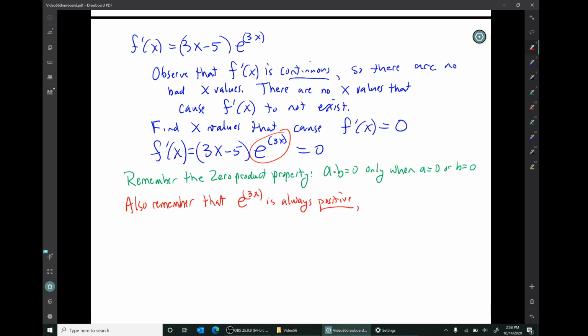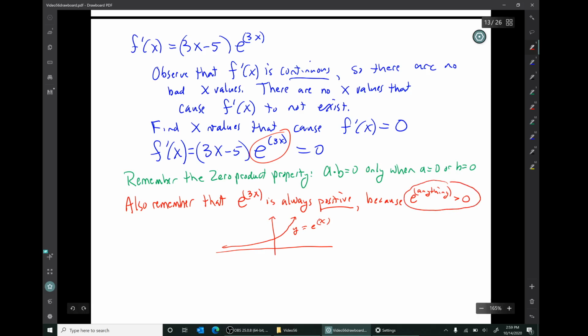In fact, we can say that that thing in the circle, e to the 3x, is always positive. And it's because e raised to any power is always greater than 0. Remember, the exponential function graph has this shape. Now, our function is not e to the x, it's e to the 3x. But this graph should remind you that no matter what you put in the exponent, you always get a y value that's greater than 0.